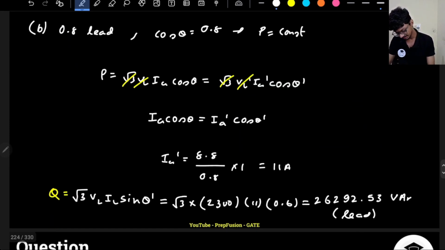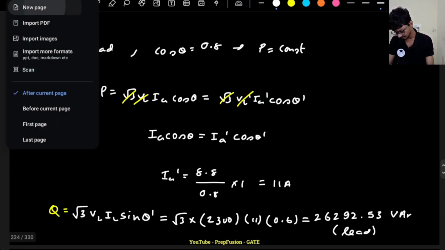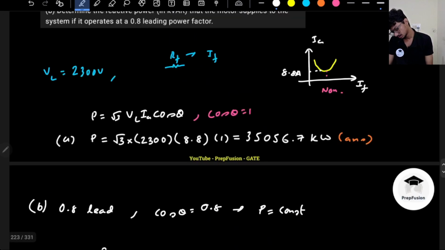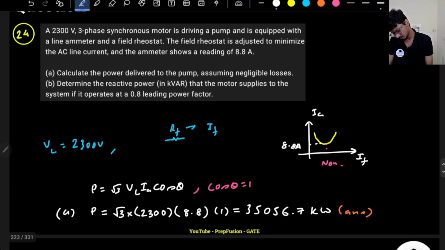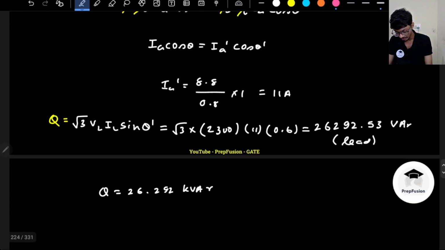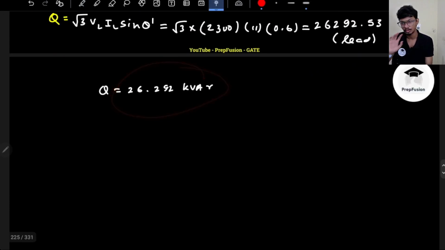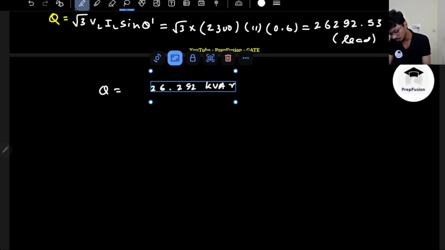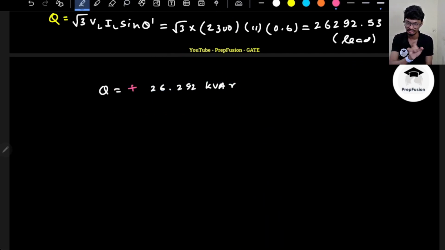They are asking for kVAR. So Q will be 26.292 kVAR. Remember, they are telling us the reactive power the motor supplies, so I don't have to add a negative sign. That is already accounted for. This will be positive only, because if the motor is operating at leading power factor, that means it is delivering reactive power. They have already told us the motor will deliver, so I don't have to add an extra negative sign.